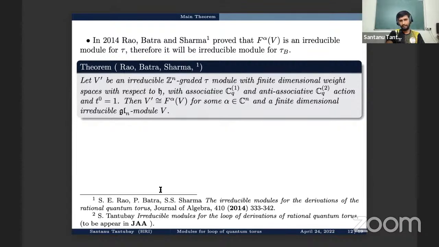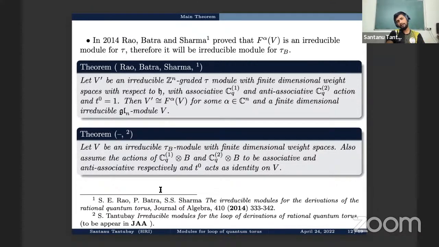Our main theorem is this: suppose you have an irreducible tau V module with finite dimensional weight spaces with respect to the Cartan maximal abelian algebra H, and also assume that CQ1 tensor B acts associatively on the module, CQ2 tensor B acts anti-associatively, and T0 acts as identity on V. Then we can prove that V is isomorphic to F alpha V psi for some alpha in C^n, where V is a finite dimensional GL_N module, and psi is an algebra homomorphism from B to C. Now we are going to sketch the proof of this theorem.